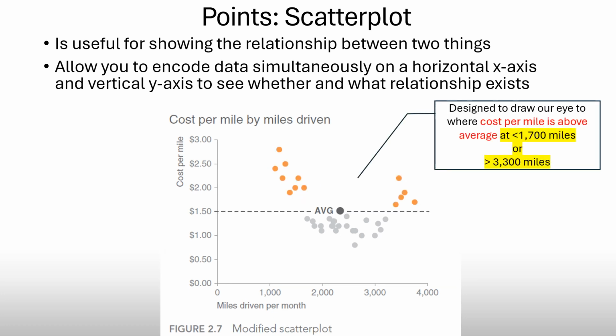Here we see the same visual using color, designed to draw our eye to where cost per mile is not only above average, but is at less than 1,700 miles or greater than 3,300 miles.